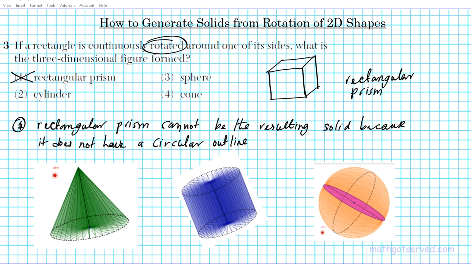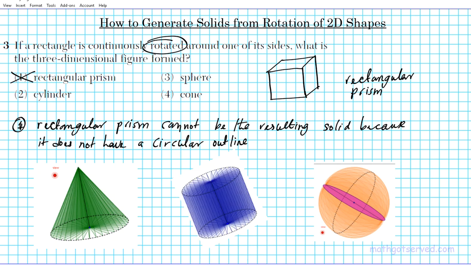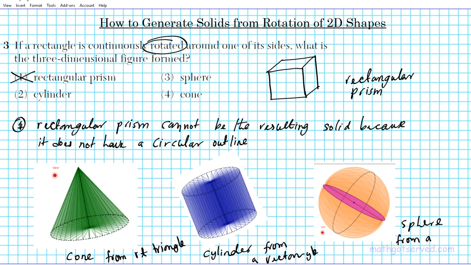Okay, so I captured the three figures that we generated using the GeoGebra online software. So let's go ahead and write down their names. This guy right here is a cone. This is a cylinder. And this is a sphere. Okay, so what did we get the cone from? We got the cone from a right triangle. Yes. And then we got the cylinder from a rectangle. And then we got the sphere from where? We got the sphere from a circle.